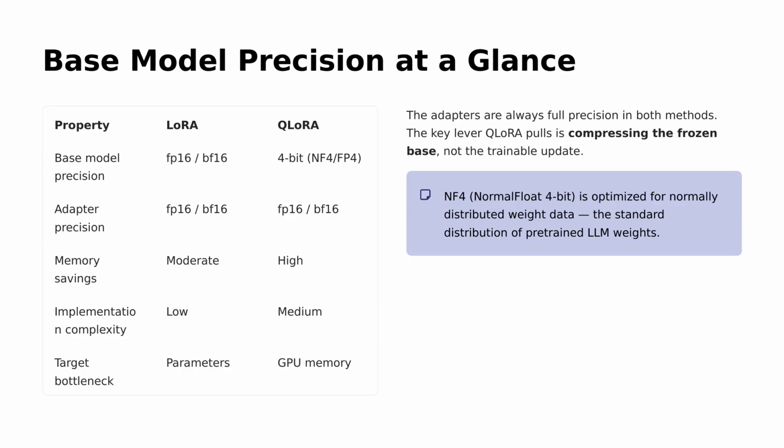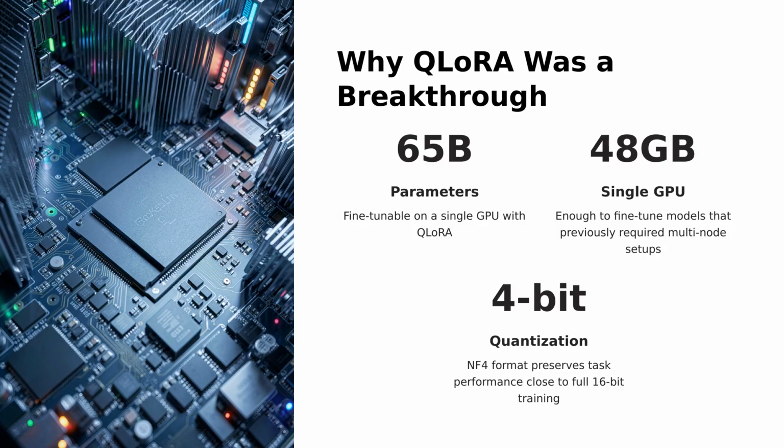With LoRA, the base model stays in FP16 or BF16, and the adapters are also full precision. QLoRA keeps those adapters full precision too, but compresses the frozen base model down to 4-bit, typically NF4 or FP4. That gives much bigger memory savings, with a bit more implementation complexity. So the main bottleneck shifts from parameter count to available GPU memory.